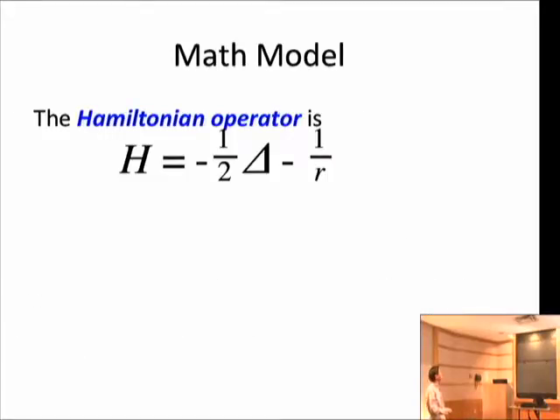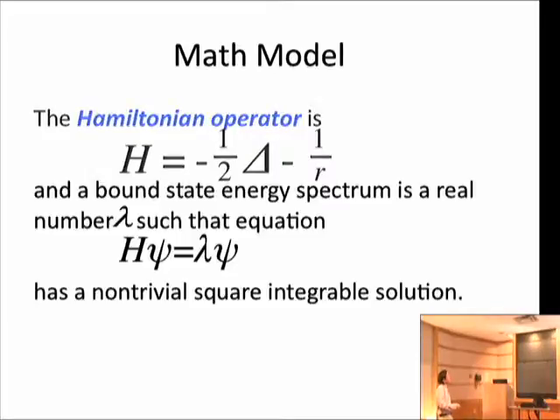Now, the quantum mechanics model is that in quantum mechanics, we promote all physical observables to Hermitian operators. So in particular, the energy will be promoted to the Hamiltonian operator, so this one. The first part is the kinetic energy. The second part is the potential energy. This delta is the Laplace operator.